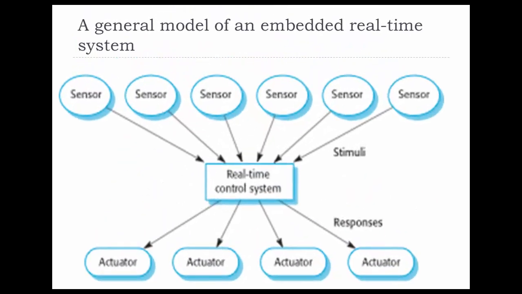This figure shows a general model of an embedded real-time system. In the center is the real-time control system, above the center are the sensors, and below are the actuators. By sensors we mean devices such as a camera or a sensor for sound, and actuators such as an alarm.